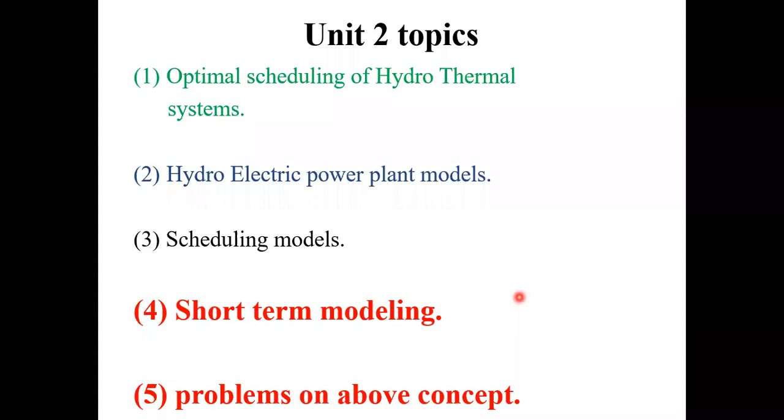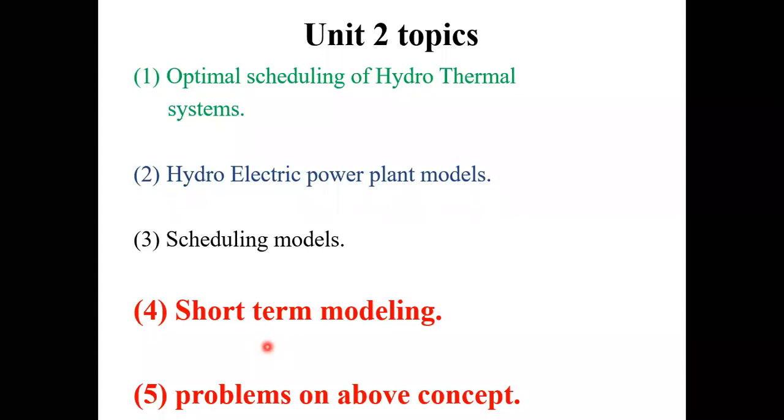So we have 5 topics in the second unit. The first one is the introduction of optimal scheduling of hydrothermal systems. The second one, we already know how many power plant models there are in hydroelectric plants based upon the storage of water. The third one is also just an introduction to the types of scheduling models. Coming to the fourth and fifth ones, I have highlighted these 2 topics because they are very, very important.